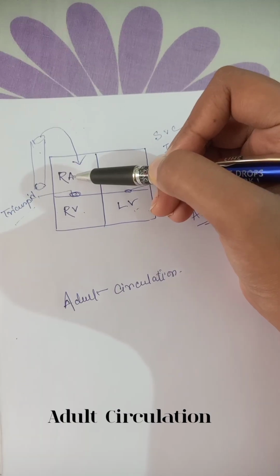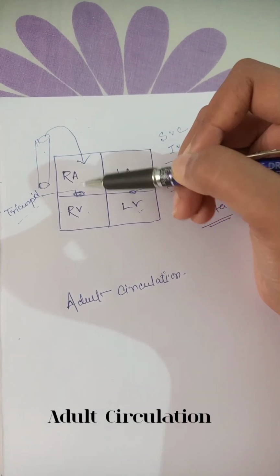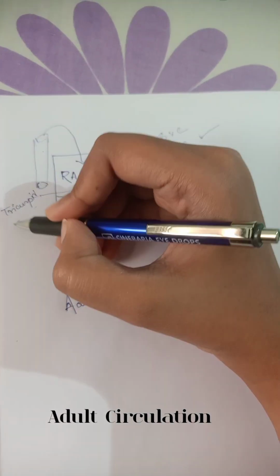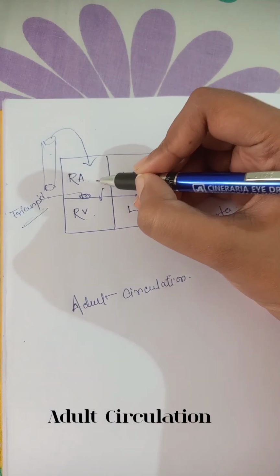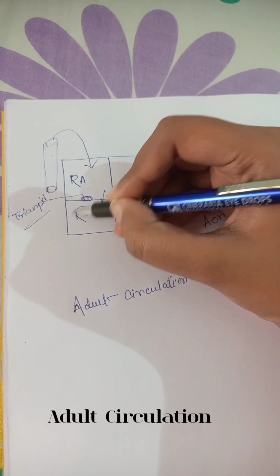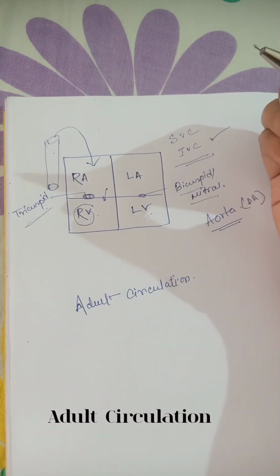So both of the vena cava, inferior vena cava and superior vena cava, bring the blood to the right atrium. So in between the right atrium and right ventricle, what happens? There is a valve called the tricuspid valve. So the blood crosses through the tricuspid valve and comes to the right ventricle.